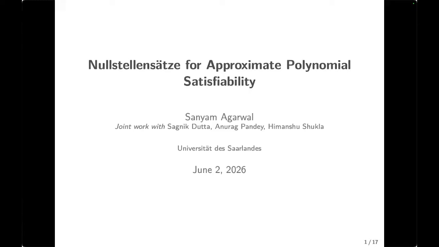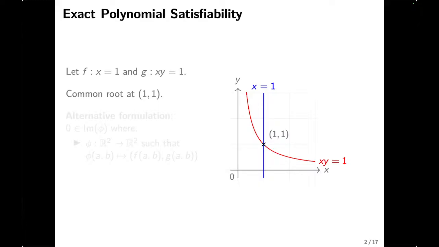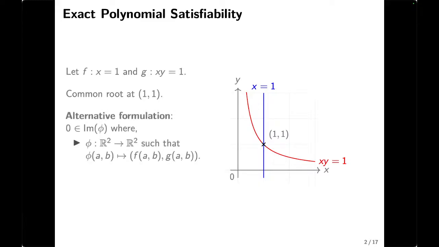So let's begin. As we know, exact polynomial satisfiability: suppose we have two polynomials f and g, where g is xy equal to 1, the hyperbola, and f is the straight line x equal to 1. Then we know that this has one common root at (1, 1). Another formulation for this is to consider a polynomial map phi that sends each input vector to the evaluations of the input polynomials. Now we want to look at whether 0 lies in the image of this. This is equivalent to checking if the system has a common solution.